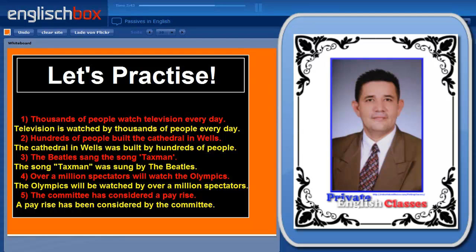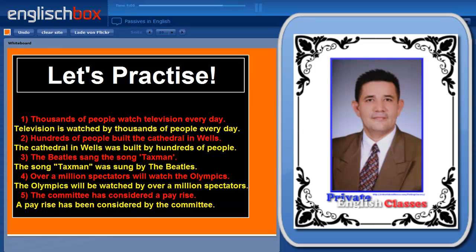So here we have some examples of activities the English Box students did yesterday. Thousands of people watch television every day. In passive, television is watched by thousands of people every day. Hundreds of people built, past simple, the cathedral in Wales. The cathedral in Wales was built by hundreds of people.